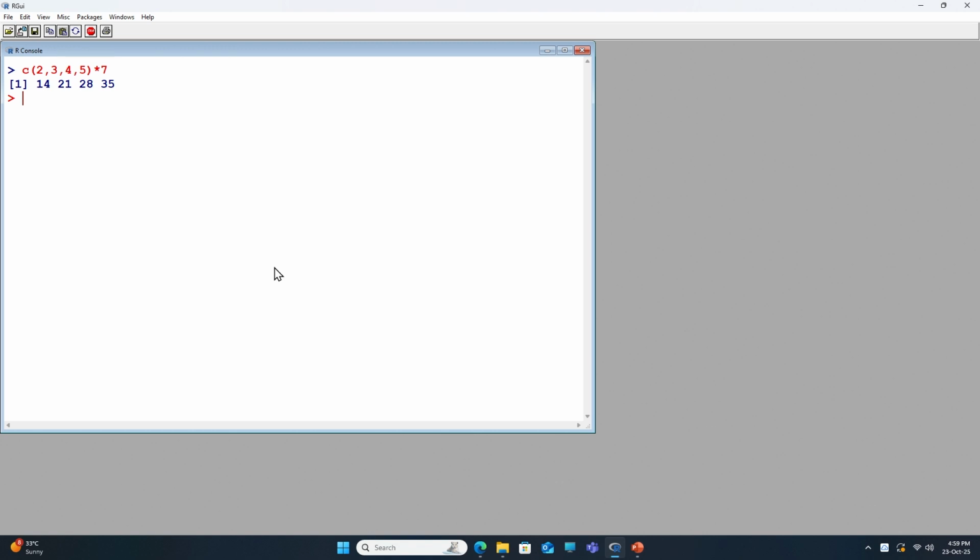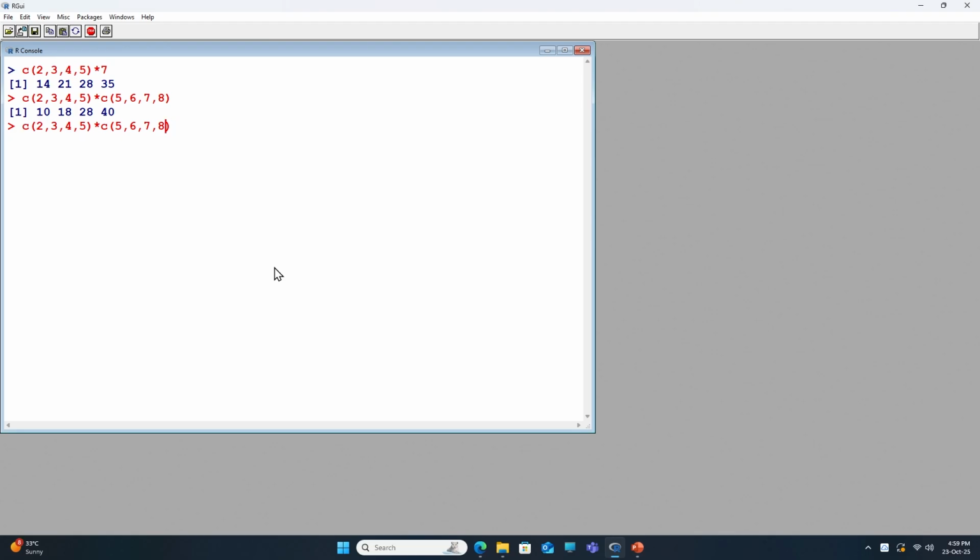So, you can see here every element is being multiplied by 7. And if you try to multiply this by another data vector, say 5, 6, 7, 8, then the numbers at the respective places will be multiplied: 2 into 5, 3 into 6, 4 into 7 and 5 into 8, right.